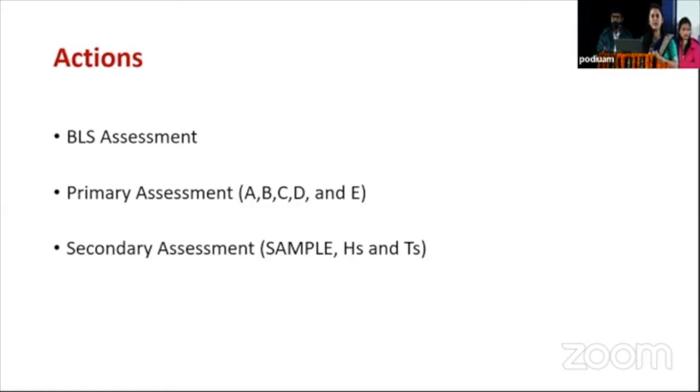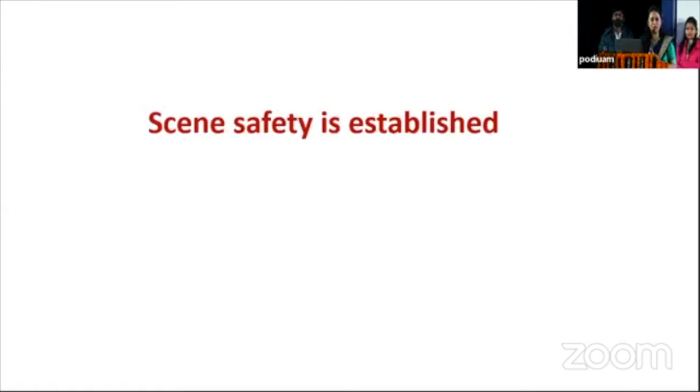Now, what should be the actions for the systematic approach? The actions are divided into three important steps: BLS assessment, that is basic life support assessment, primary assessment, and secondary assessment. Now, these are the three actions which we have to take, but how do we approach these three actions? Whenever we have an emergency patient with us, the emergency can happen anywhere. It can happen in hospital. It can happen anywhere outside hospital. So the first thing which we need to do is to establish the scene safety.